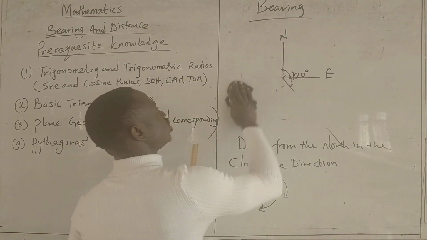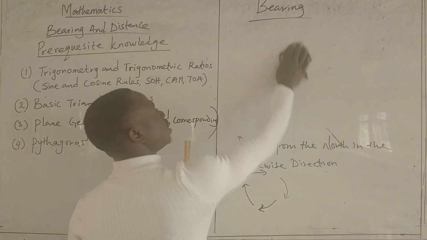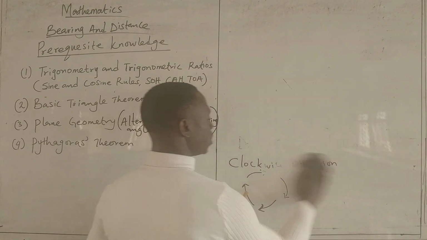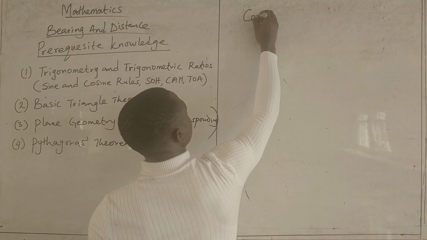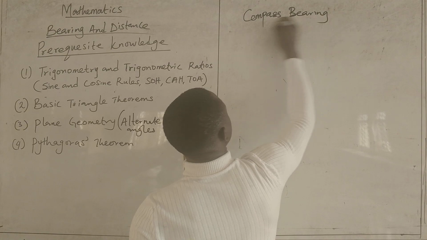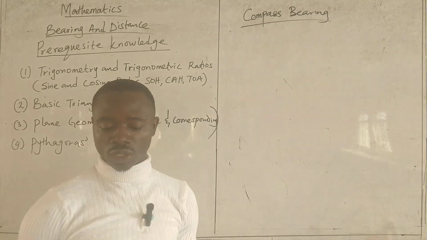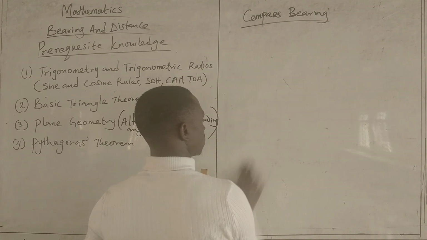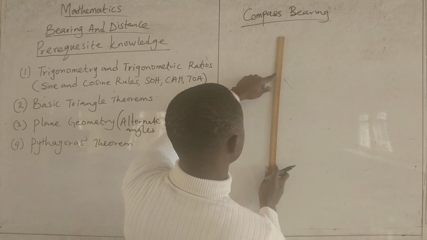Okay, now let me teach you how to deal with compass bearing. There's something called compass bearing. Now it is in compass bearing that we talk about northeast, northwest, southeast, and southwest. These are the four compass bearings I'm going to be discussing with us.